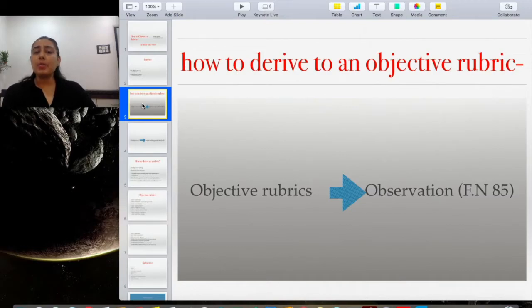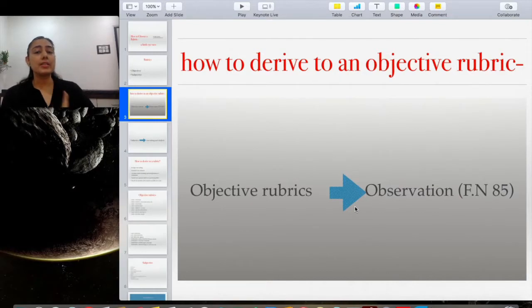You know, Dr. Hahnemann speaks about the objective rubrics in his footnote 85. In this, he gives so many examples about observations. He speaks about the importance of observation in case taking. Dr. Hahnemann says that observation is the most vital part of case taking, because through observation we can reach to a minimum.